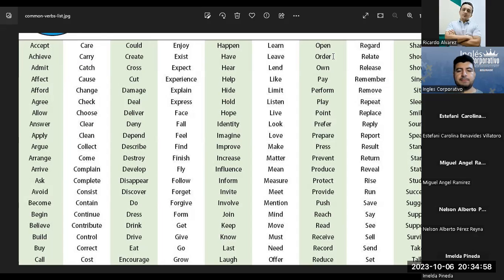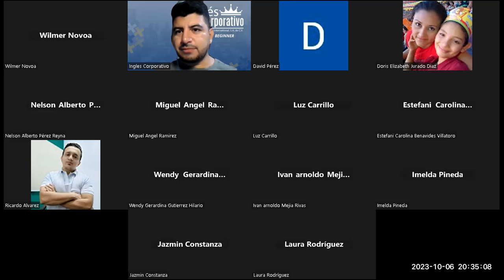Okay. Sí, la verdad que esta actualización de Zoom sí está dando más que facilitar, da más complicación. Estaba mejor la anterior. Ok, veamos acá.